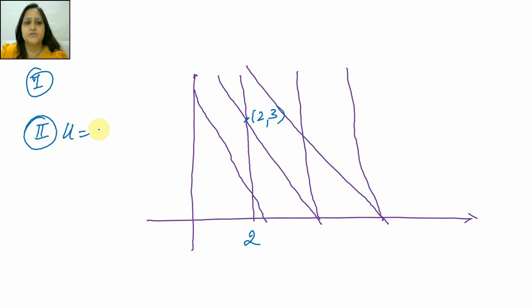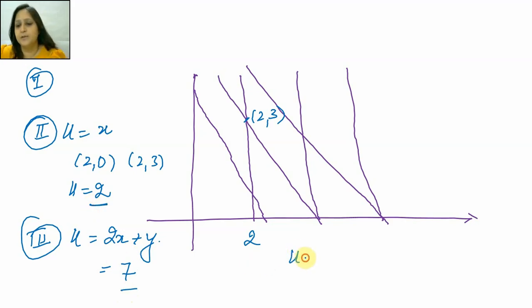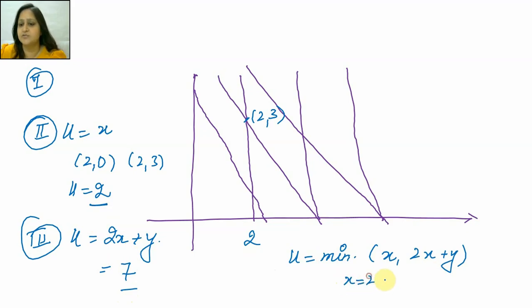The second is u equal to x, which means that if x is 2, whether it is (2, 0) or (2, 3), my u is equal to 2 there. So my utility is 2 there. The third is u equal to 2x plus y, which means my utility there is 2 into 2 is 4, 4 plus 3, 7. So between the utility of 2 and 7, what is the minimum? 2. So if I put this in the min function, here I have x and 2x plus y, which means since x is 2, my utility is 2.